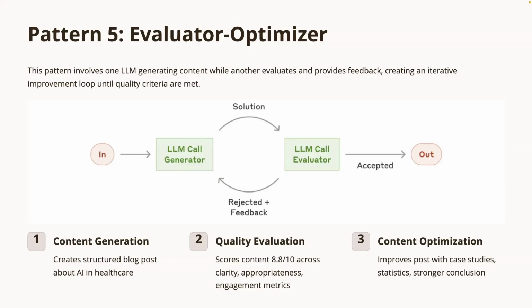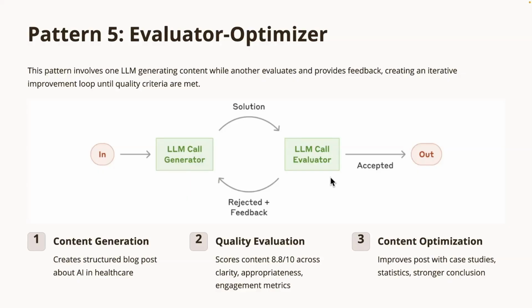This pattern involves one LLM generating content while another one evaluates and provides feedback based on a certain criteria. For example, if you look at the screen, imagine this is a content creation process. When the first LLM creates content, it goes to the second LLM and it evaluates based on a certain criteria. And if the criteria is met, then it provides the output. But if the criteria hasn't been met, then it goes back to the original LLM with the feedback, and the original LLM again tries to generate the content with the feedback and gives it back to the evaluator, and then the evaluator evaluates again, and if it's accepted and matches the criteria, then it provides an output.